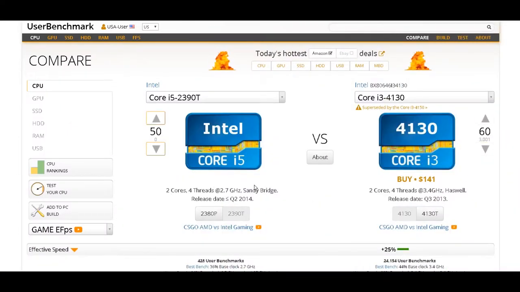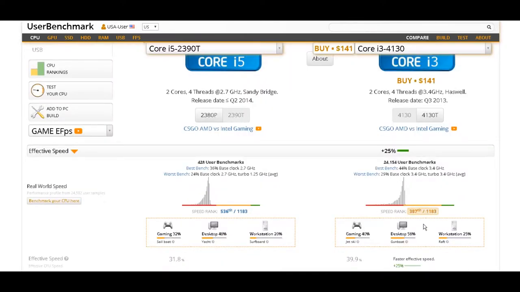So right in front of me, I have the two CPUs that I used in my old computer. The one on the right is my first ever computer CPU, and it is a Core i3-4130, 2 cores, 4 threads, and on the left, I have my Core i5-2390T, which is 2 cores and 4 threads. And you can tell on the right, it has a much higher clock speed than the 2390T of 3.4 versus 2.7 gigahertz, and that will impact it greatly, bringing down its performance. So you can actually see it's about a 10% increase between the two CPUs.